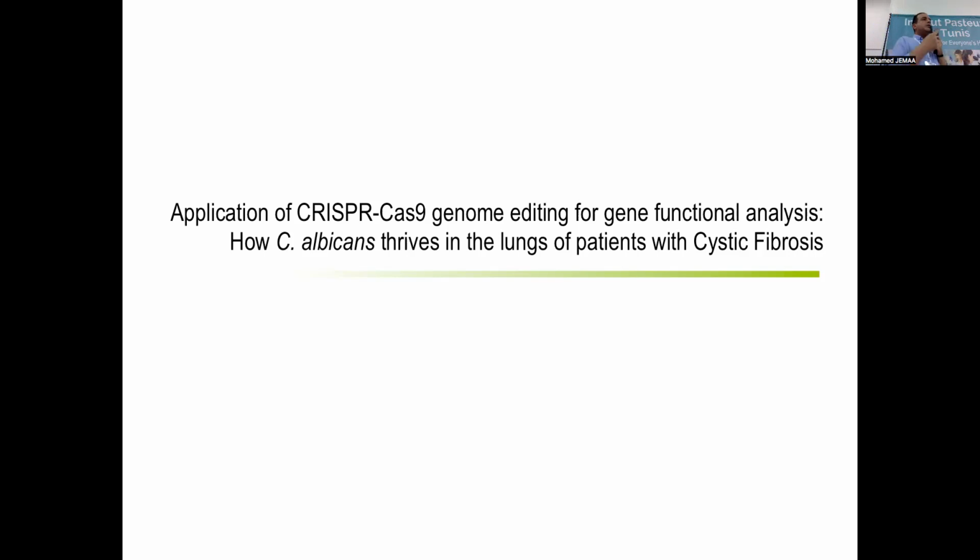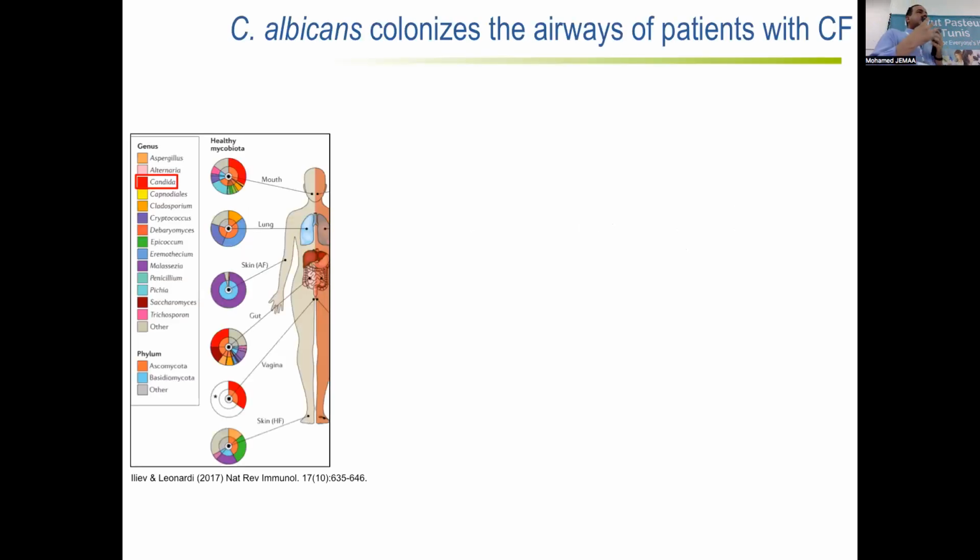Candida albicans usually colonizes the oral cavity, the gastrointestinal tract, and the vagina. But under certain disease contexts, Candida albicans can increase its colonization rate. For example, in inflammatory bowel disease, it increases colonization in the gastrointestinal tract. And cystic fibrosis is a devastating disease caused by mutation in the CFTR gene, cystic fibrosis transmembrane conductance regulator, encoding a chloride bicarbonate ion transporter.